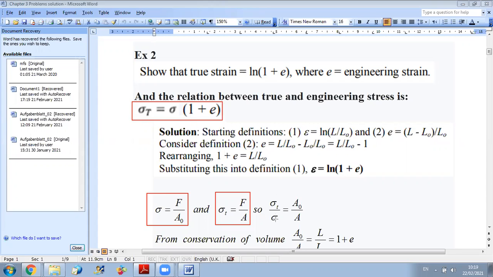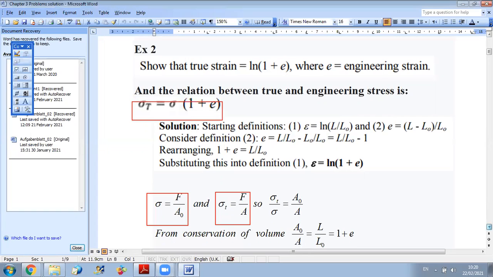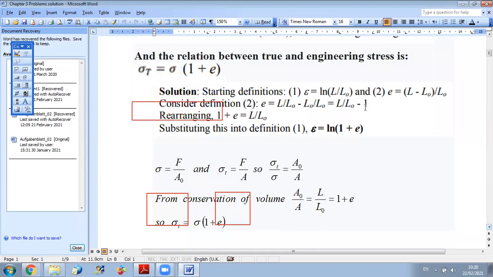If I do sigma true over sigma, I divide these two equations. I get that the ratio of true stress over engineering stress is A0 over A. And A0 over A can be calculated from conservation of volume, and of course, before the necking. This relation, we use it to transform from engineering to true values, but in reality, it's only valid before necking.